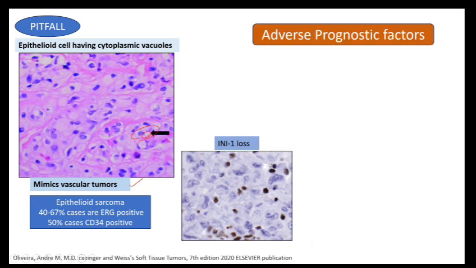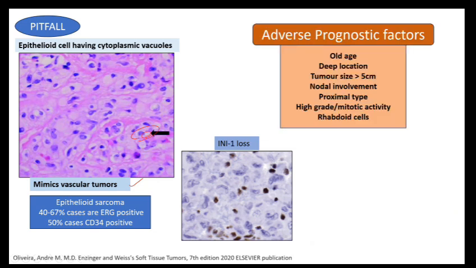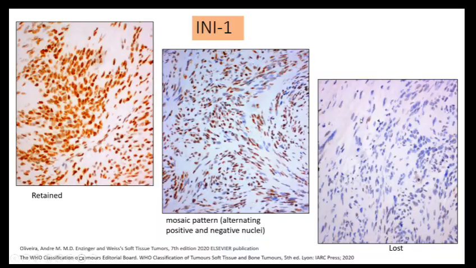So what are the different adverse prognostic factors for epithelioid sarcoma? Old age, deep location, tumor size more than 5 centimeters, nodal involvement, proximal type, high mitotic activity and rhabdoid cells are associated with bad prognosis.